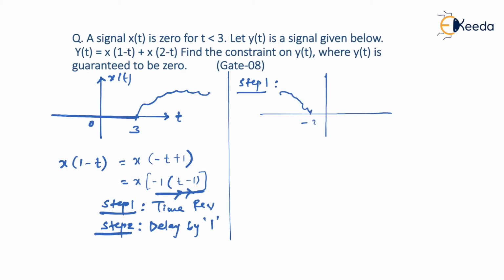It would be like this. In step 2, what we need to do? Delay by 1. So when they say -1, we do +1. After applying step 2, which is delay by 1, the new response will become like this: -2. That is -3 plus 1 becomes -2.